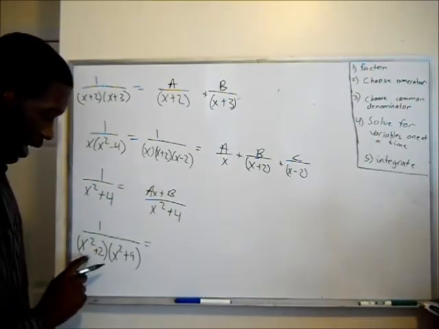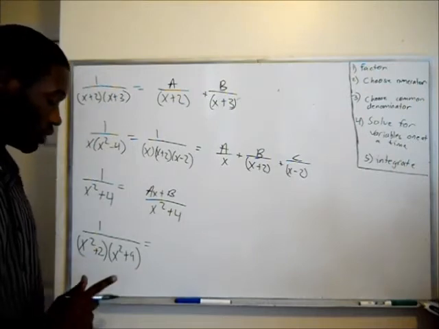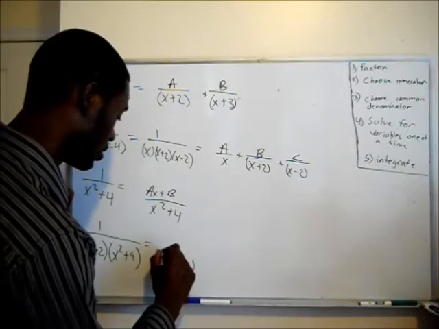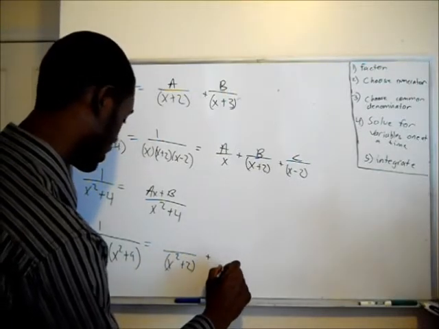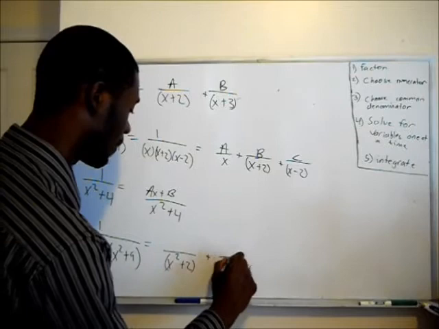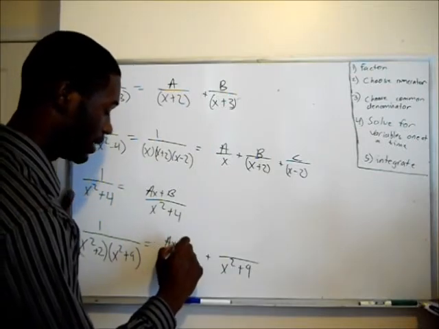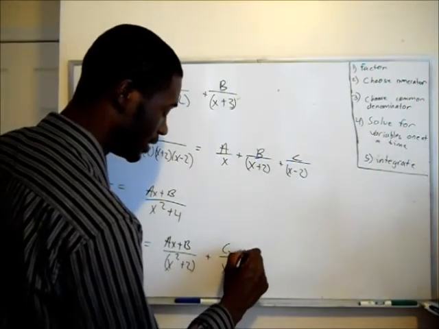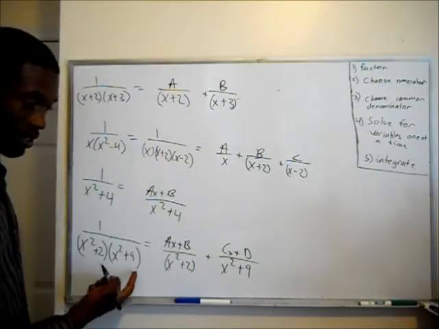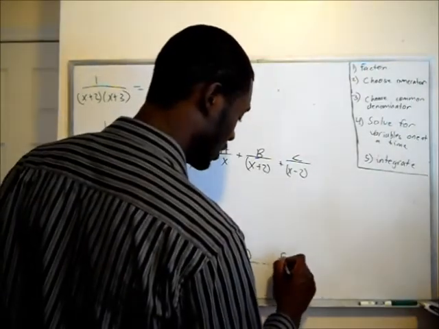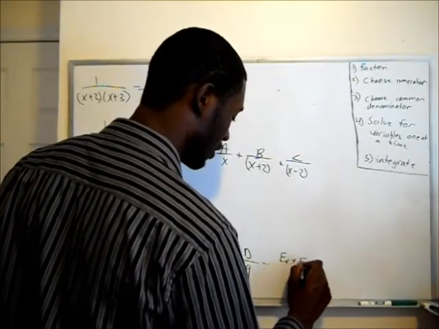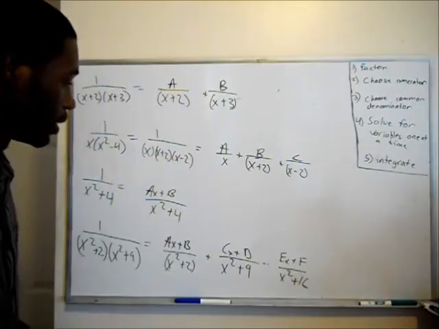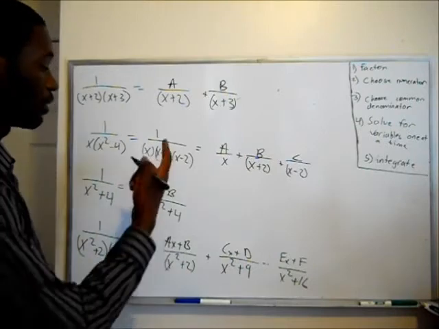So for this one, I have two irreducible factors. So this is going to be x squared plus 2, plus x squared plus 9. So this is going to be Ax plus B for this one. Then for the next one, I'm going to put Cx plus D. And then let's say there was another factor, I would put Ex plus F. x squared plus 16, whatever it might be. So basically, I'm just following the alphabet for all these examples.